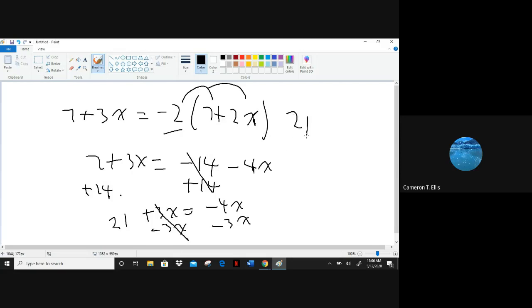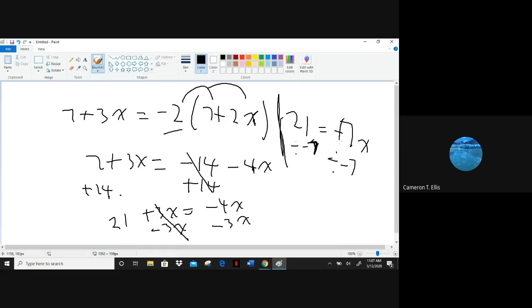Let's go back up here. 21 equals, what's minus 4x minus 3x? What's negative 4 minus 3? We're subtracting by 3, so we're getting more negative. So negative 5, negative 6, negative 7x. Okay? So now all we got to do, guys, is divide both sides by negative 7, because we want to get the x by itself. Divide by negative 7.